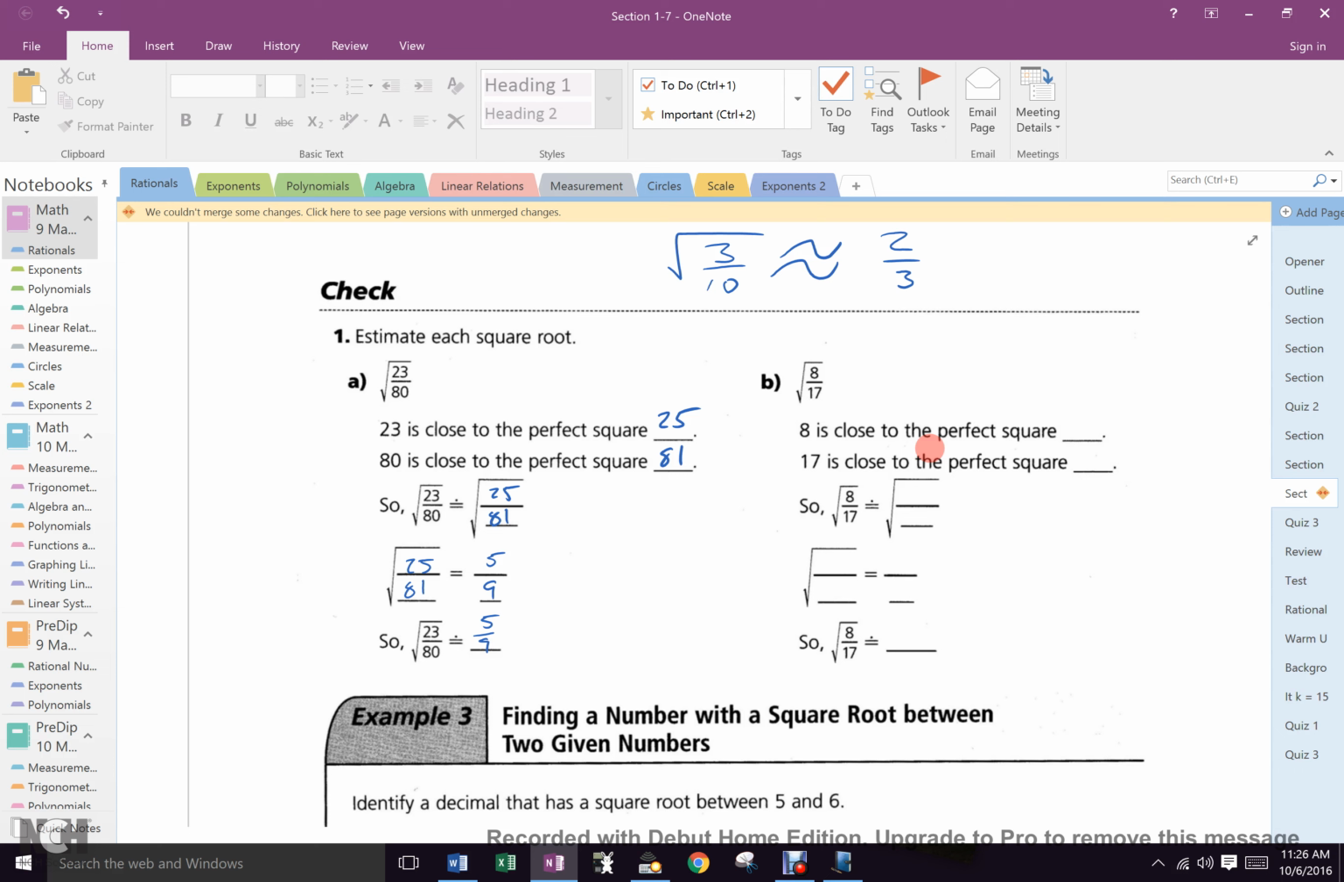The bell is about to ring, so we're going to stop here. You have no math homework tonight, but you still finish the question, guys. What's 8 close to? 9. What's 17 close to? 16. So this is 9 over 16. What's the square root of 9? 3. What's square root of 16? 4. So the square root here must be about 3/4. How many people got it right?